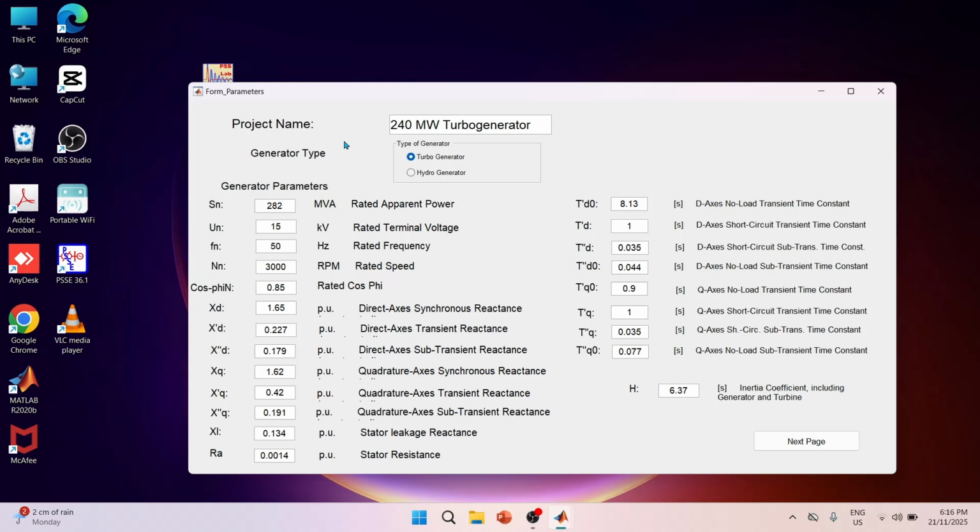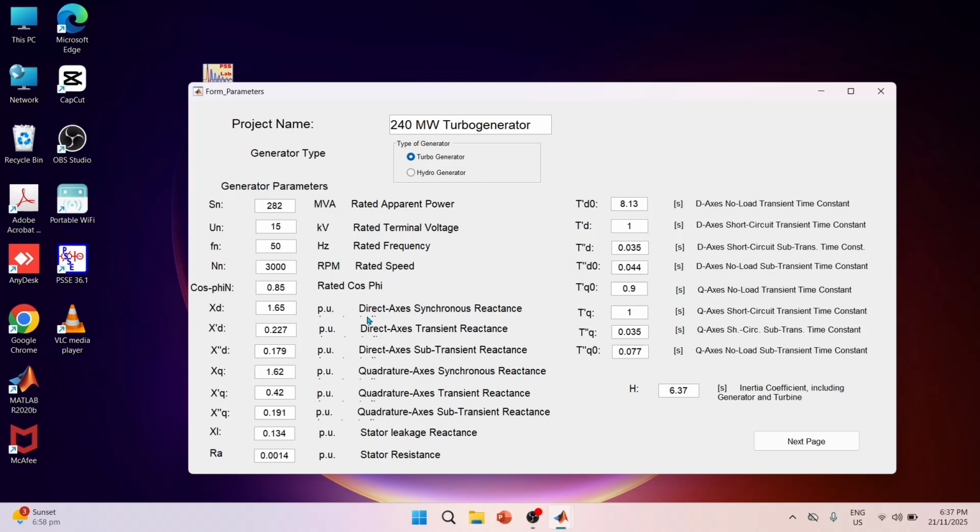Subsequently, a new form of generator parameters appears on the screen, including project name, generator type, and the main generator parameters such as rated apparent power, rated terminal voltage, rated frequency, rated speed, and rated cos phi. You can see that each parameter is described with its label, its value, its unit, and a short description.